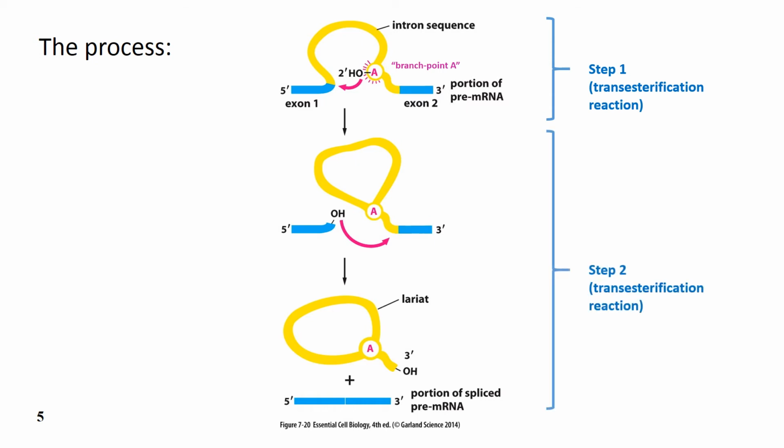The second step is also a transesterification reaction where the hydroxyl group that is associated with the 3' end of the 5' exon will react with the phosphate group that is on the 5' end of the 3' exon. I'll show you that again.